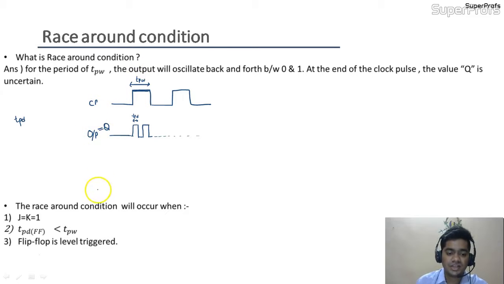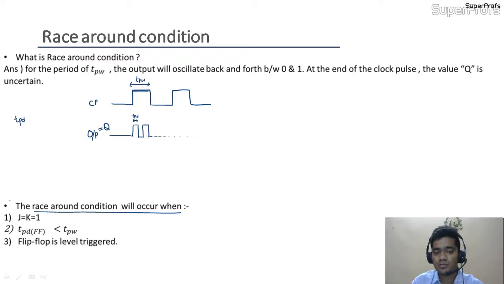So what are the conditions for which the race around condition will occur? So the first condition is J and K equals to 1. This condition is the basic condition, because for the rest of the input combinations there would be no race around condition. The output would remain in stable state. But when J and K become equal to 1, it would come in a toggle state.